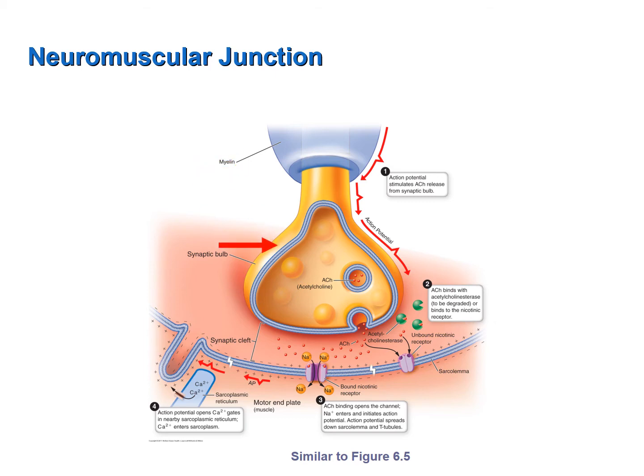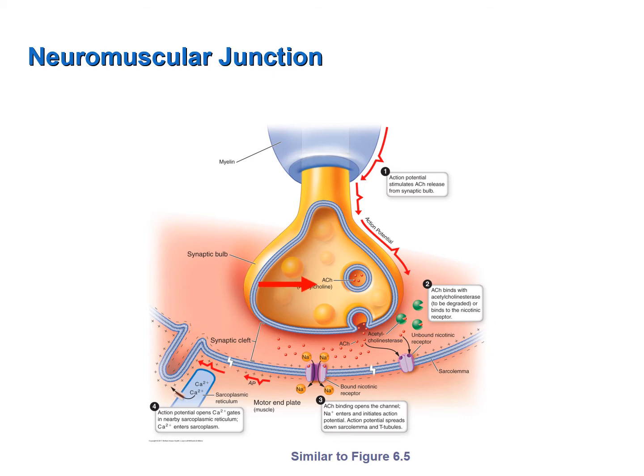That axon is enlarged at the end into a synaptic bulb. I want you to notice that the axon and the sarcolemma of the skeletal muscle fiber do not actually come into contact with one another. There's a little space there filled with extracellular fluid called the synaptic cleft.